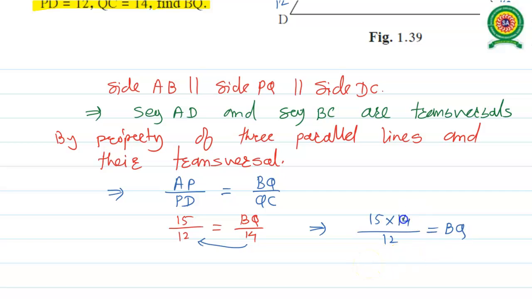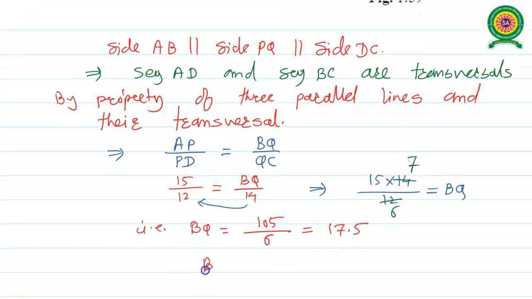Now, as everyone knows, two sevens are 14 and two sixes are 12. So 15 sevens are 105. So I am writing BQ equals 105 divided by 6. Divide 105 by 6, and we get 17.5. So here the BQ value becomes 17.5.